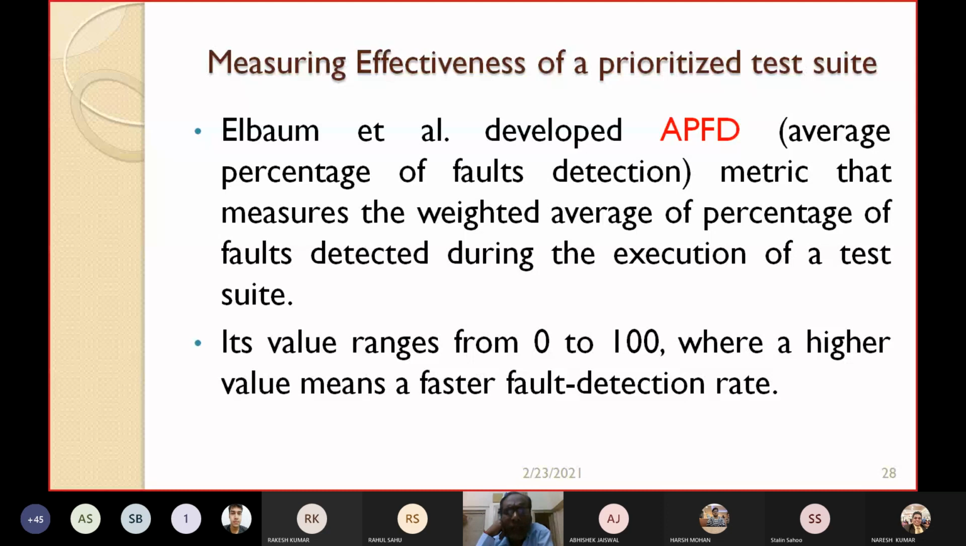It ranges from 0 to 100, where a higher value means a faster fault detection rate. In some of the books, you will see that it varies from 0 to 1, so you will get values in terms of decimal points. Otherwise, it may slightly vary from book to book. How do we compute APFD? It is computed using the following equation.